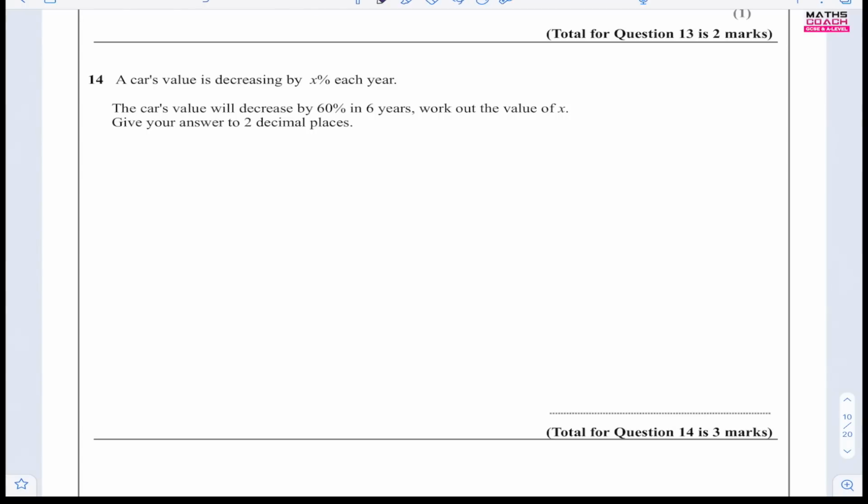Question 14. A car's value is decreasing by X% each year. The car's value will decrease by 60% in 6 years. Work out the value of X. Give your answer to 2 decimal places.